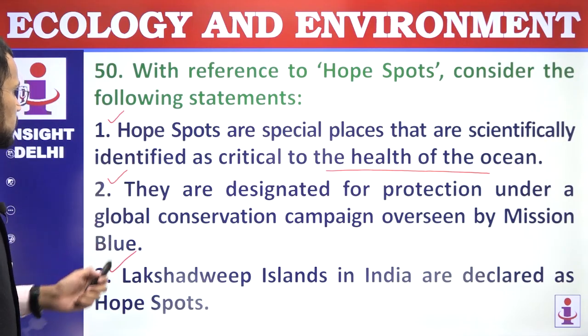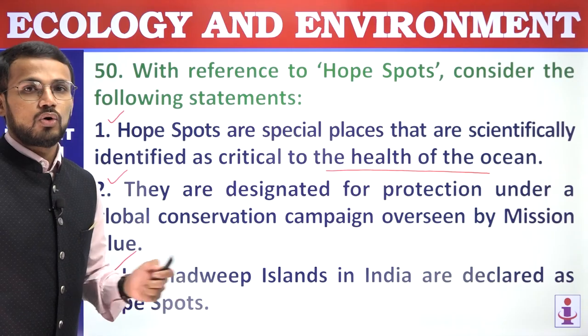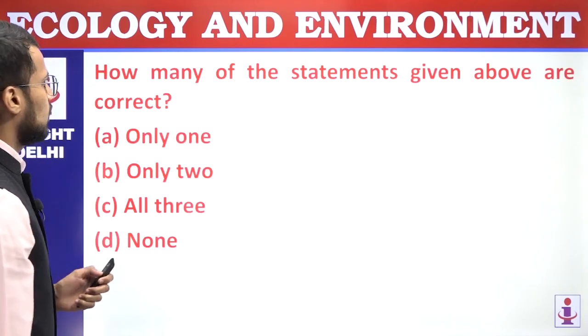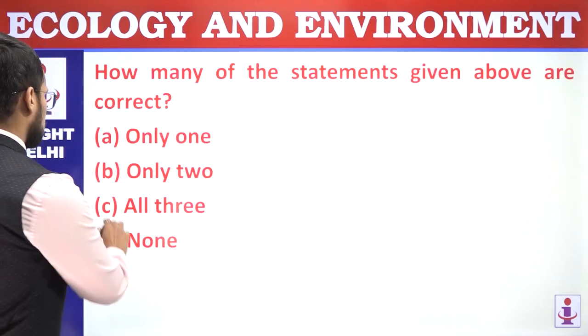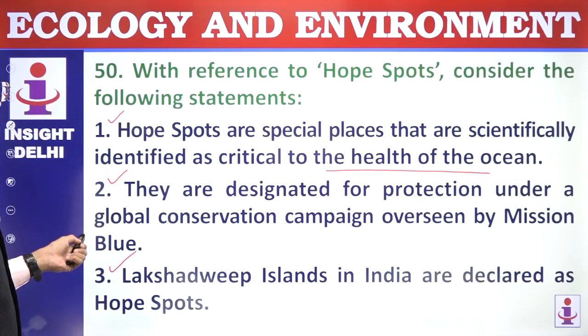So all these three statements are correct statements regarding hope spots, which are important for the health of oceans. We are supposed to find out how many are correct. All three are correct. Answer is C. 50th question, answer is C.